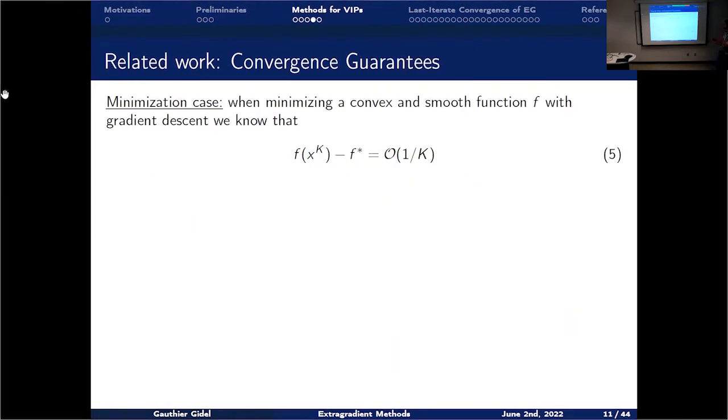So why am I drawing all this parallel with the minimization case? Because in the minimization case, we have gradient descent, and when we minimize a convex and smooth function, which is exactly when the gradient of the function is monotone and Lipschitz, we know that we can iterate our methods and we have some guarantees. The suboptimality, the value of the function at xk minus the global minimum, is smaller than 1 over k. So we have a specific convergence rate that's reasonably fast, and we are happy.